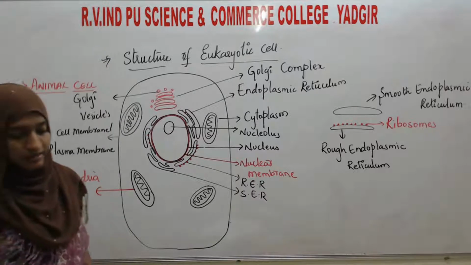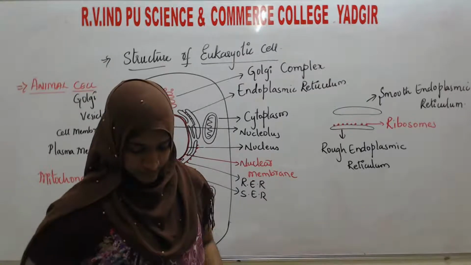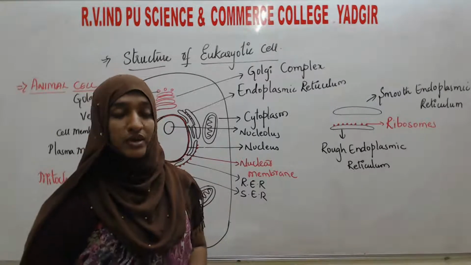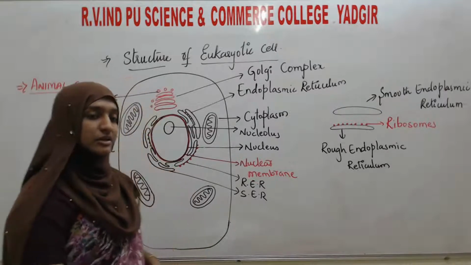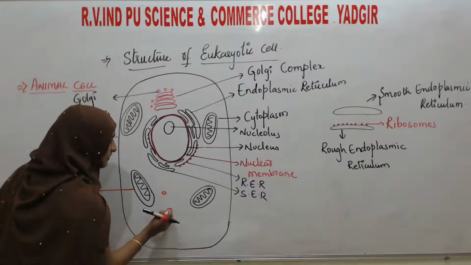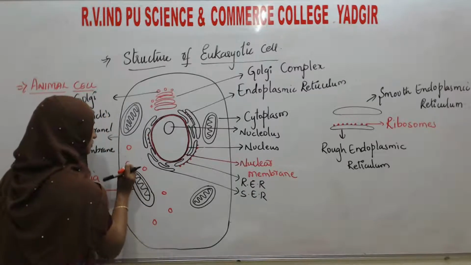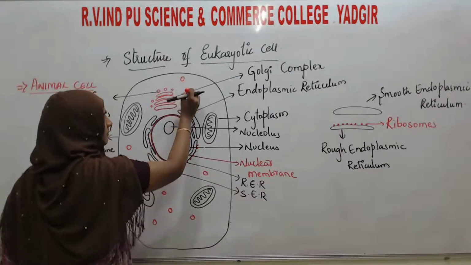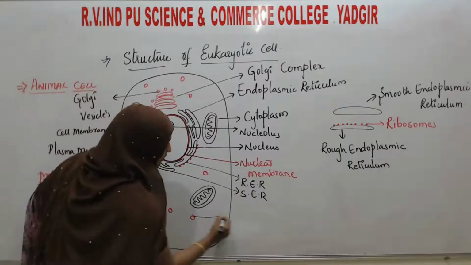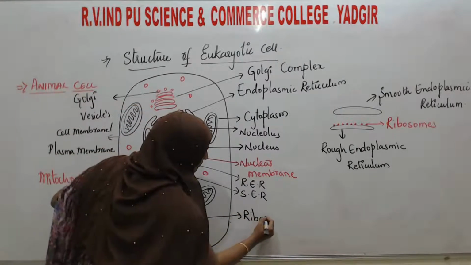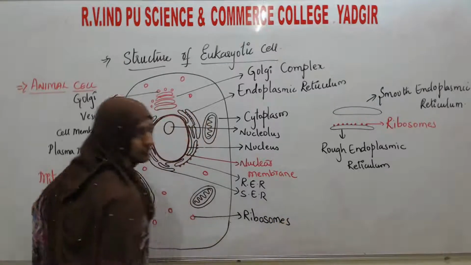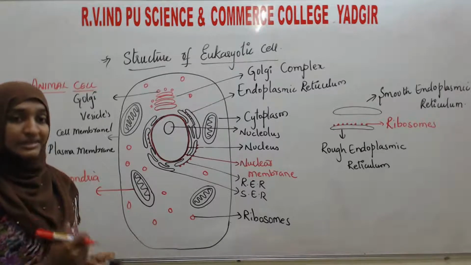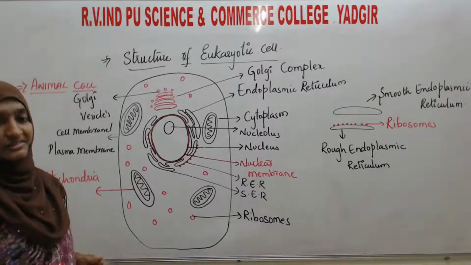And except these, there will be certain small spherical structures which are also known as the protein factory of the cell, scattered in the cytoplasm. What are they? That is the ribosomes, which are meant for the synthesis of protein. That's why we call it the protein factory of the cell. Except these, what are the other cell organelles present over here?